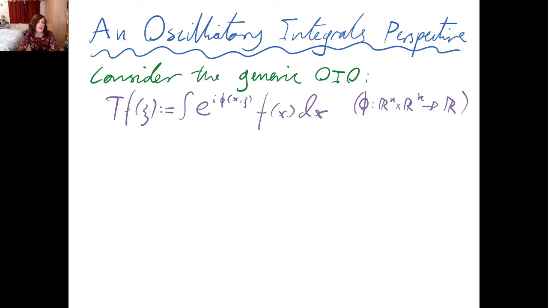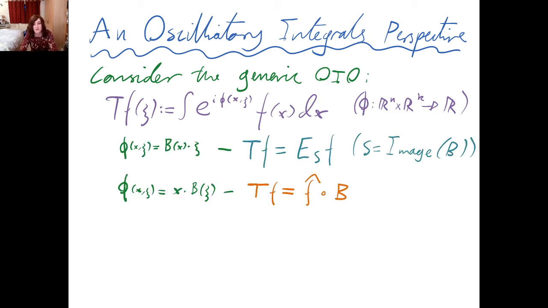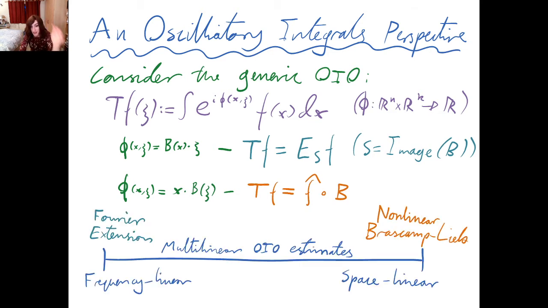But I also like to bring this back to oscillatory integrals for a bit. So if you consider this very generic oscillatory integral operator, no cutoff or anything, and you suppose, well, what if my phase was linear in one of the two variables? If it's linear in the second one, then you have an extension operator. If it's linear in the first, then you have the Fourier transform of f composed with some map B, potentially a submersion or something. And so you can think of Fourier extension and nonlinear Brascamp-Lieb as living on two opposite sides of a broad class of multilinear oscillatory integral estimates. So this is a picture that I like.